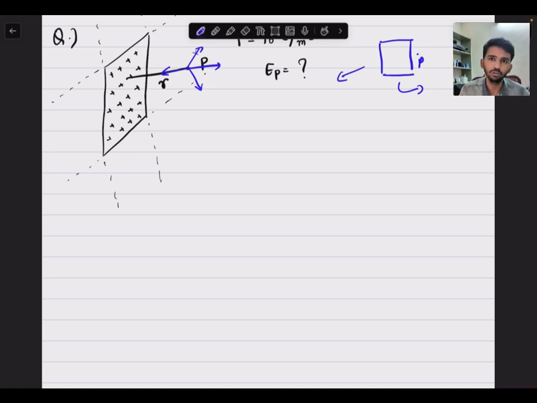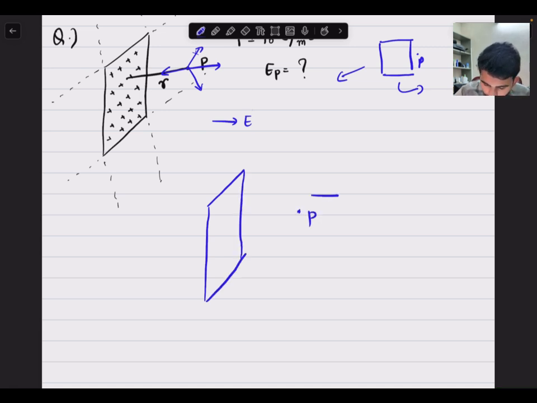So there are only two possibilities for the electric field at P: either outward or inward. But as this is a positive charge, we know that the electric field would be outward, I mean away from the charge. So the electric field at P would be in a horizontal direction, I mean along the line joining point P and the charge sheet. So now we know the direction of the electric field at point P.